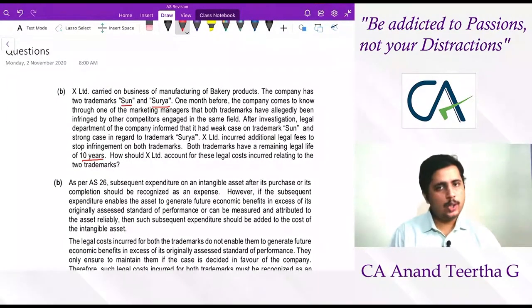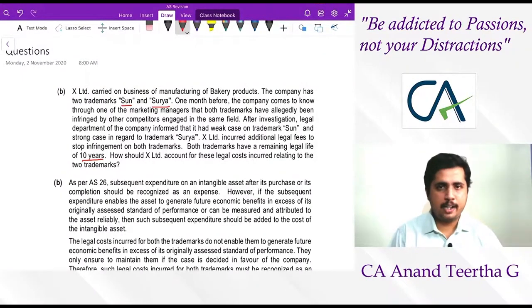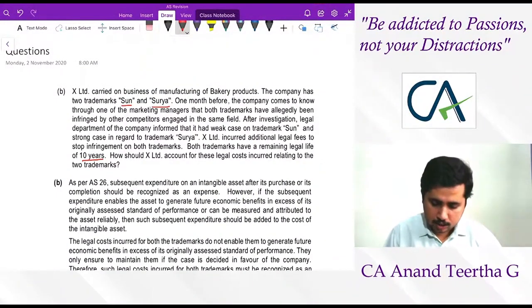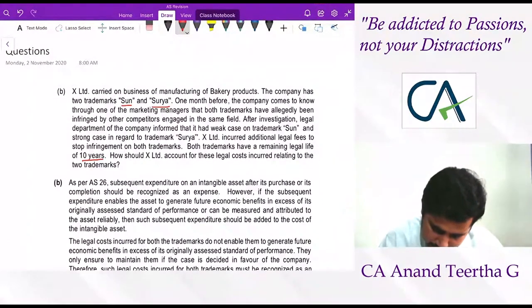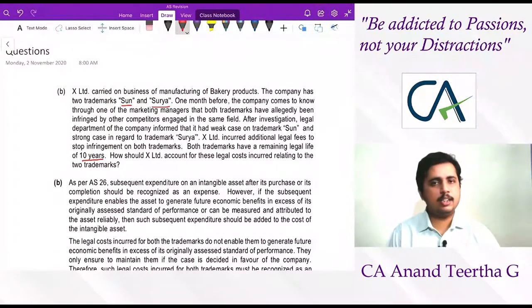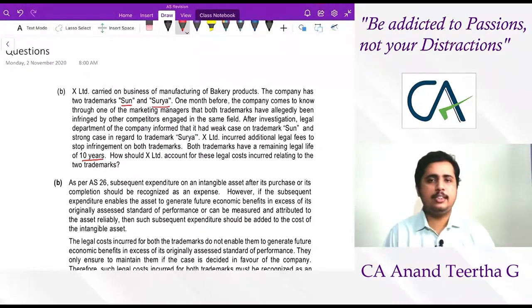So we have got two trademarks. These two trademarks are infringed by other parties. You want to stop that infringement, so you want to enter into a legal battle. So the legal life is 10 years and there is a legal cost worth 10 lakh. There is legal cost and the legal life is 10 years. They are asking you how this legal cost should be considered for intangible asset purpose.